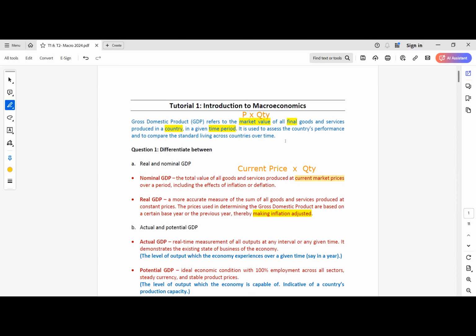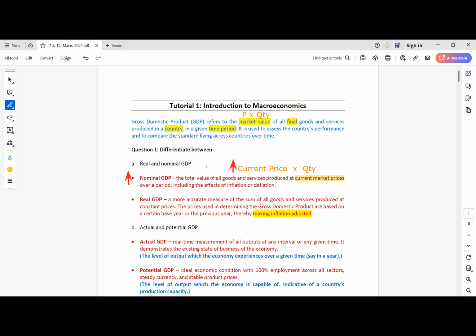So nominal GDP is not really accurate. Why? Because when you take the current prices, the current prices can be very high due to inflation. Therefore, it does not give me a good picture. When we say higher GDP, we want to have more outputs. But when I say higher nominal GDP, it can be because of higher current prices. That is not what we want.